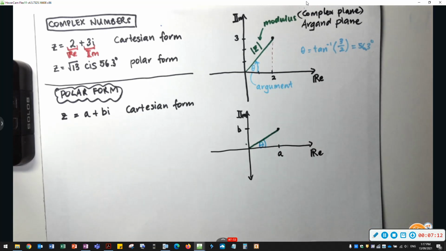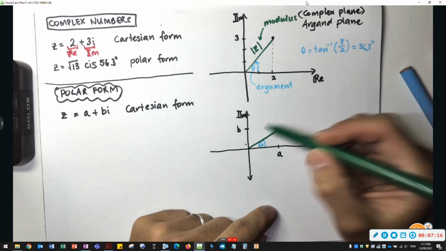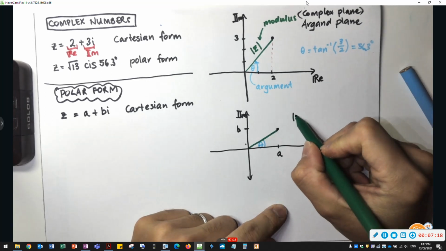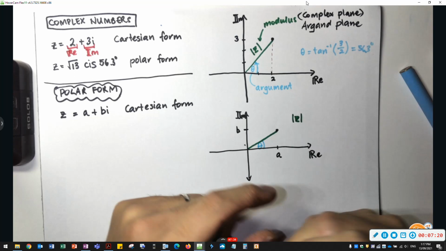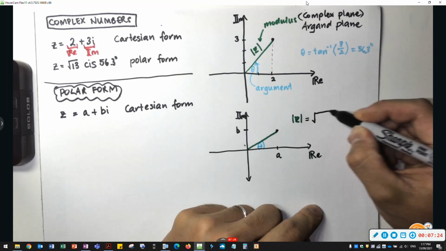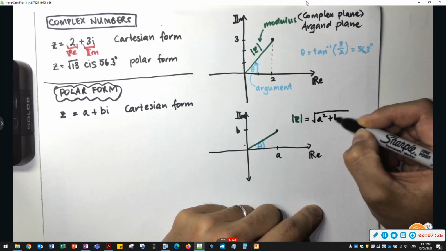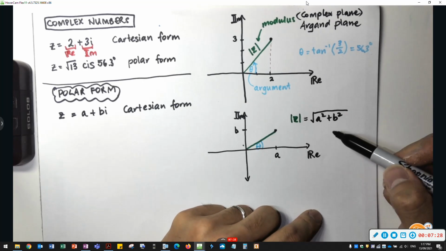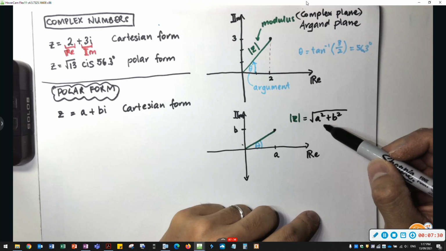Now you need to understand there are some relationships here, okay? So the modulus, we can see, equals the square root of a squared plus b squared. Okay, so that's actually the rule to calculate modulus.